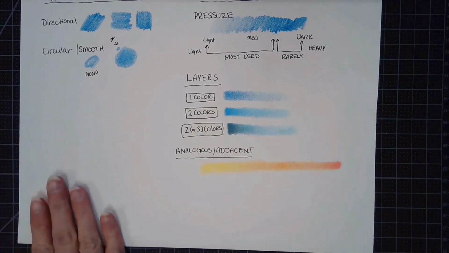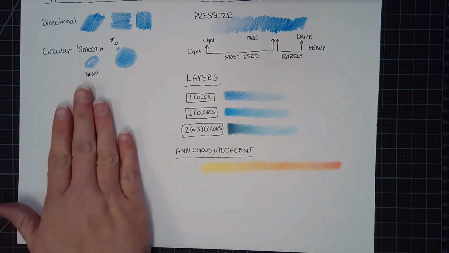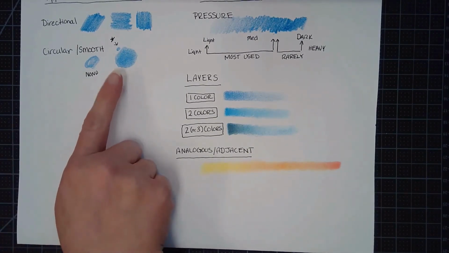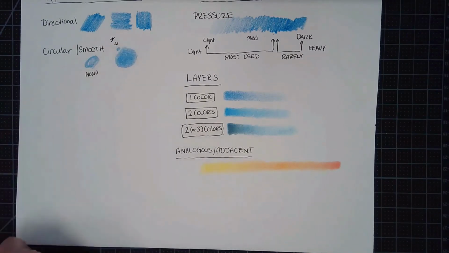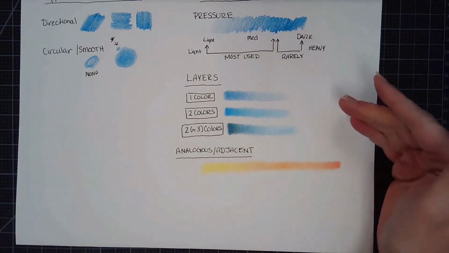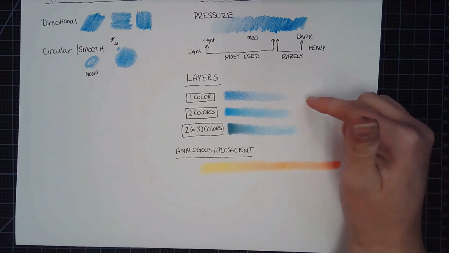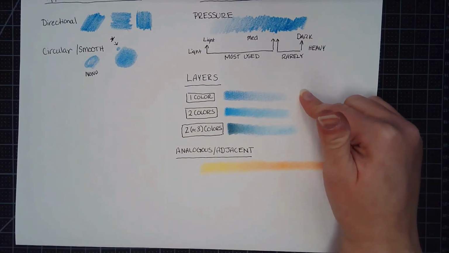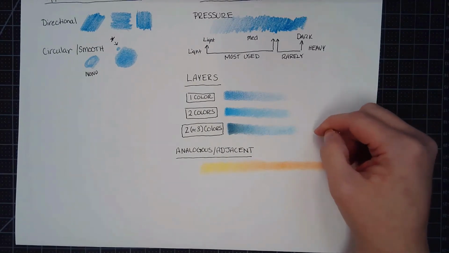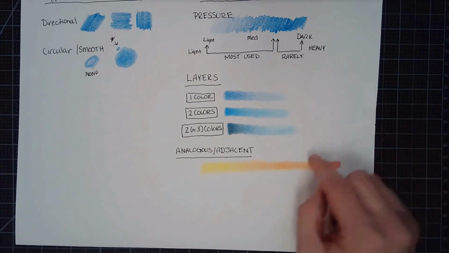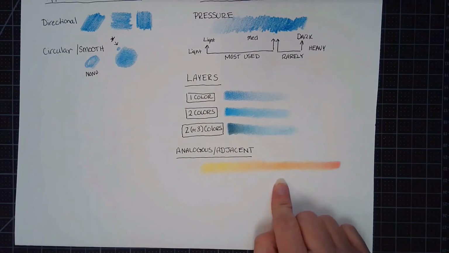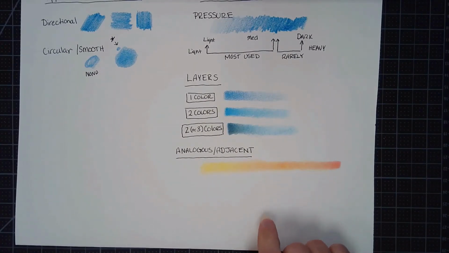So now that we've practiced this on paper, some different ways to apply our colored pencil. Again, emphasis on you starting to work with more and more of the circular smooth shading and less of the directional. We've talked about how pressure works with applying color pencil, and how it works with one color and layers, two colors and layers, 2 to 3 colors and layers, and analogous adjacent colors and layers. I'm going to now show you how I apply this to our project.